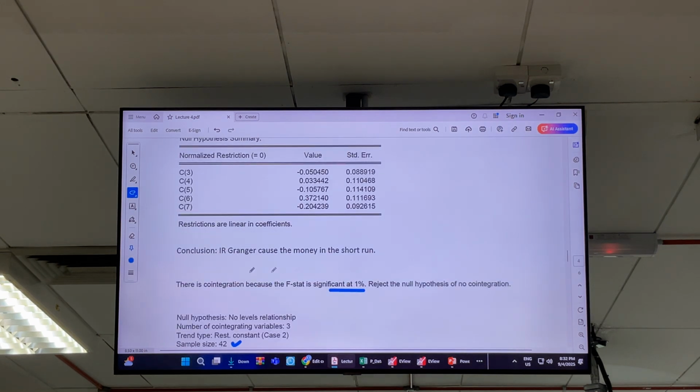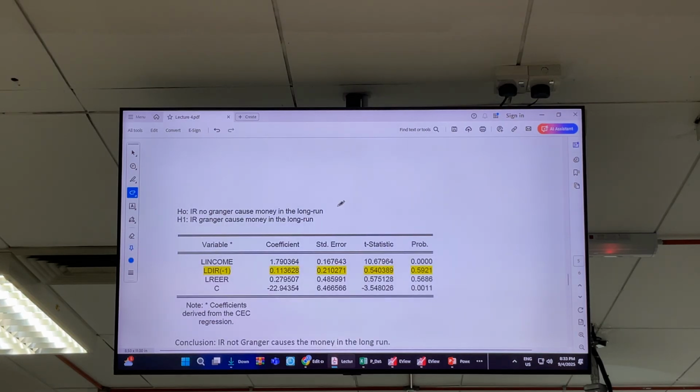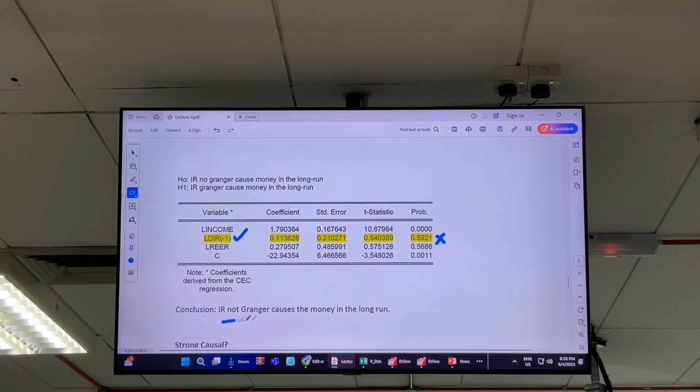This is just based on the test statistic, but this is talking about Granger causality in the short run. Now, how about the long run? If you want to test for the long run, then you look at the long run result. Interest rate is not significant. So we can say that interest rate does not Granger cause in the long run.